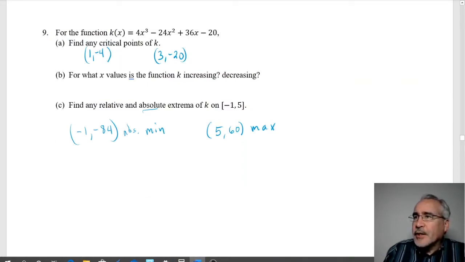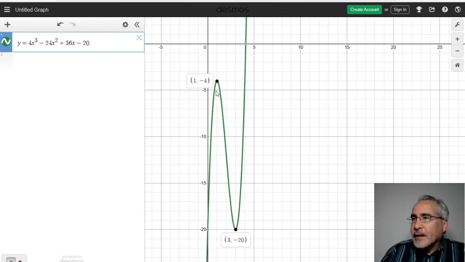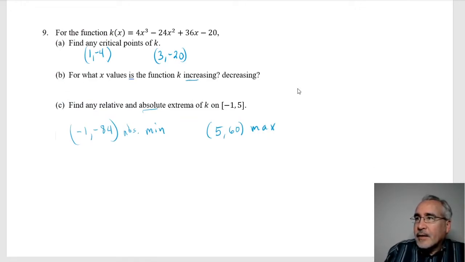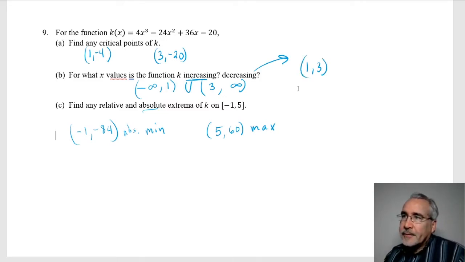For what x values is the function k increasing? When is it decreasing? So again, just looking back at the graph, it's increasing here until 1, and then it's increasing again after 3. So from -infinity until 1, we get increasing, and then it increases again from 3 to positive infinity. The place where it's decreasing is in between these two, from 1 to 3. That's the decreasing portion of the graph.